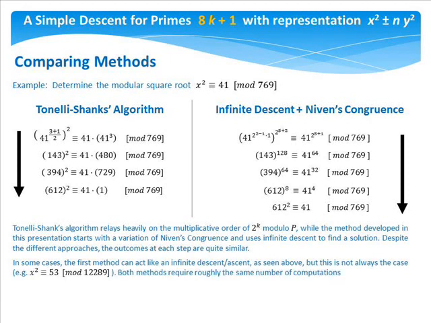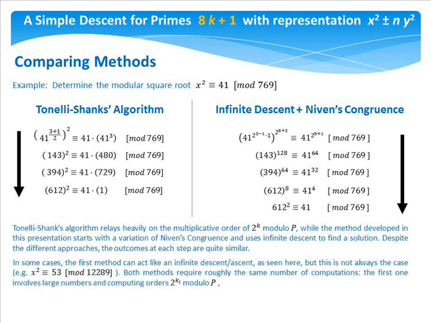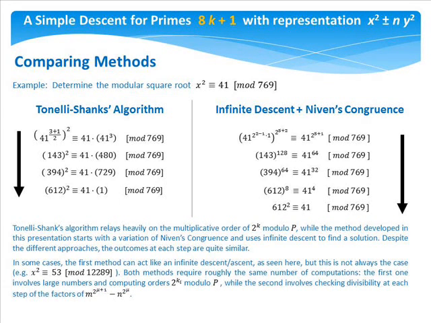Both methods require roughly the same number of computations. The first one involves large numbers and computing orders 2^(k_i) modulo p, while the second involves checking divisibility at each step of the factors of m^(2^(u+1)) minus n^(2^u). Perhaps we could only add that with the infinite descent, the steps are clearer, and from a mathematical point of view, it's a simpler method.